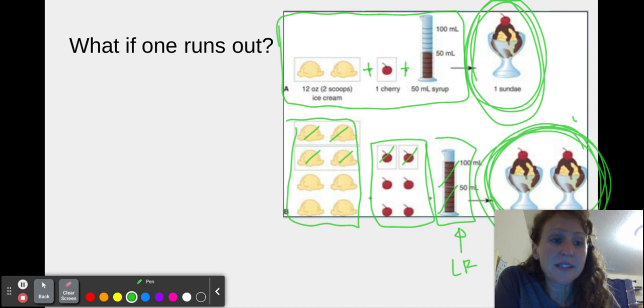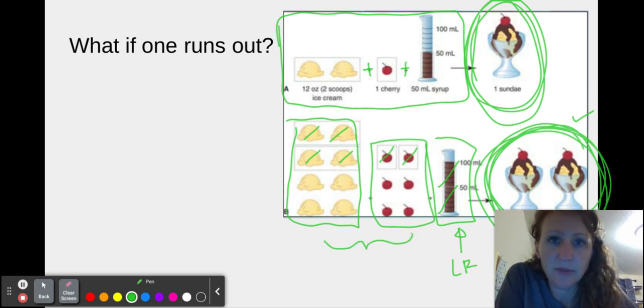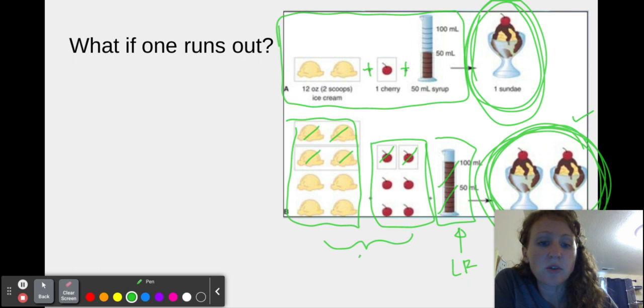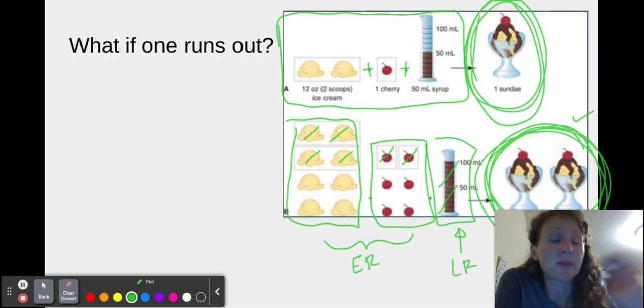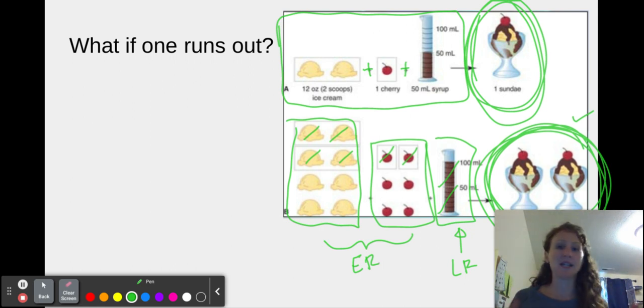We have made some product. Awesome. We're out of chocolate. And then we have leftover cherries and ice cream. So the cherries and the ice cream would be our excess reactant. Our chocolate's going to be our limiting reactant. And then we have made some product. So this is kind of the idea, right? And we can handle this idea. This is a totally normal idea.